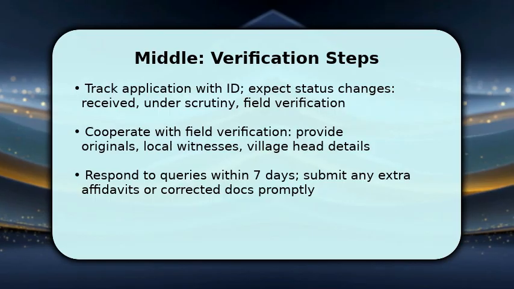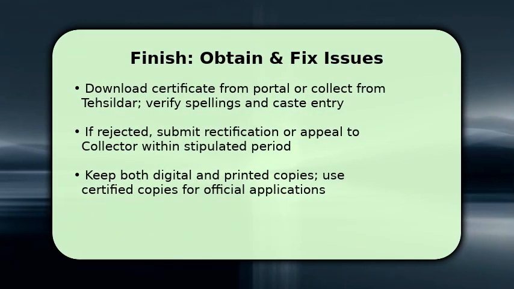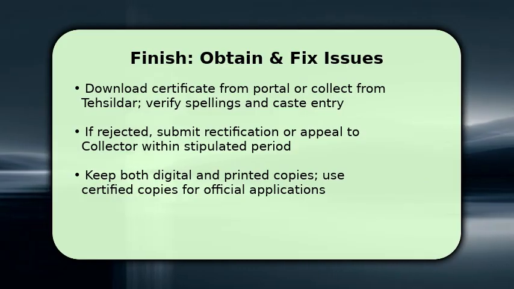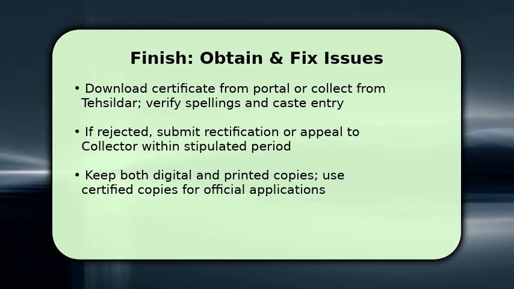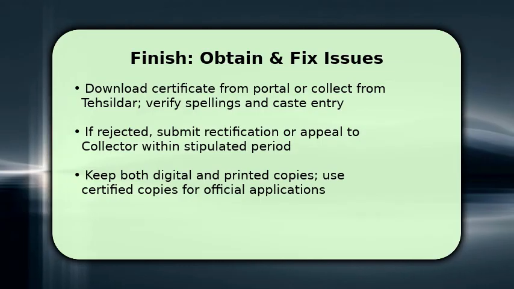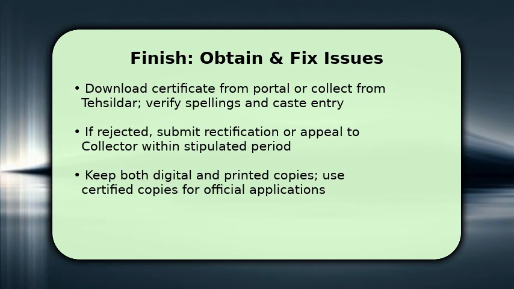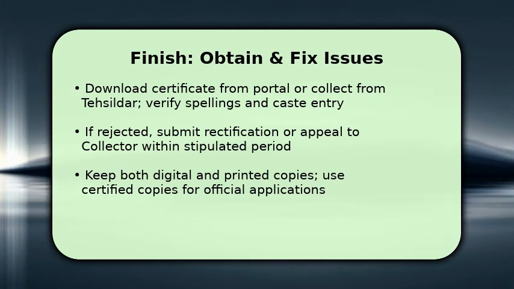When verification completes, you can download the caste certificate from the portal or collect a signed copy at the Tahsildar office. Check every detail immediately. If there's an error or rejection, don't panic. File a rectification request or appeal to the district collector with supporting documents as soon as possible. A key troubleshooting tip: if rejected for proof insufficiency, submit an affidavit plus 2 independent local attestations and a community leader's letter to resolve disputes quickly and reopen the verification process.